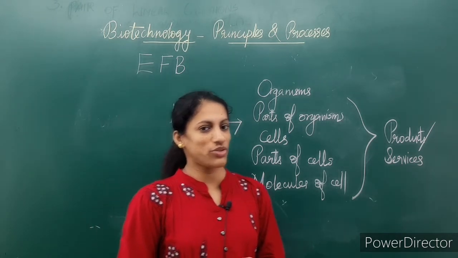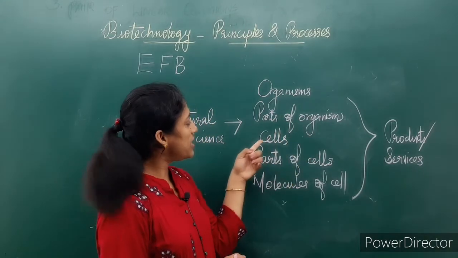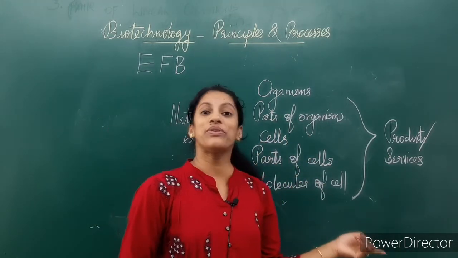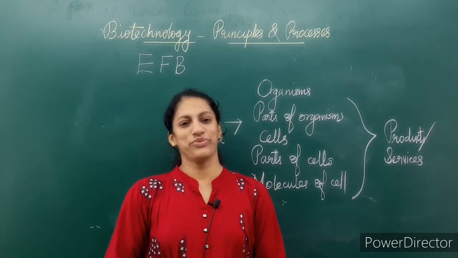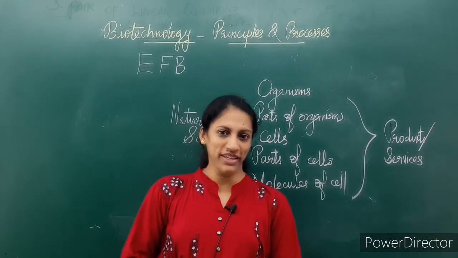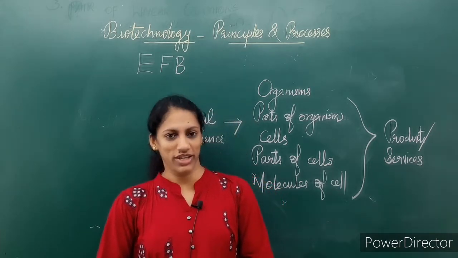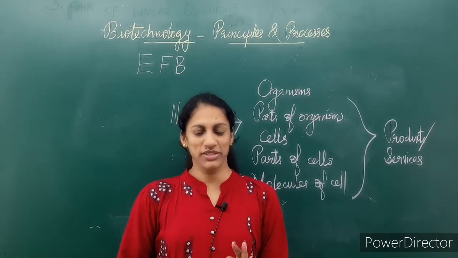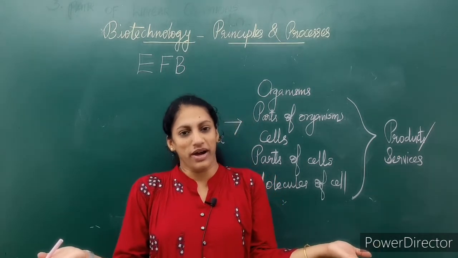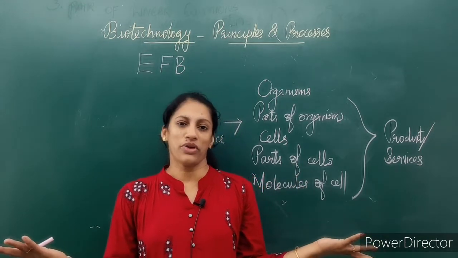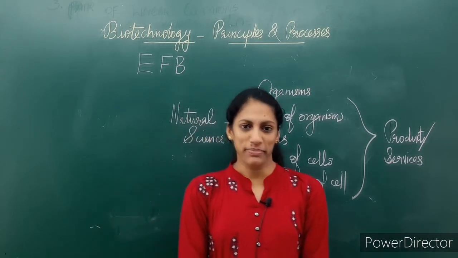EFB has defined biotechnology as the integration of natural science with organisms, parts of organisms, cells, parts of cells or molecules of the cells in order to derive beneficial products or services. Did you get me? Just study this as a good definition for biotechnology. Simply, biotechnology means utilization of living organisms or their products or parts in order to get beneficial products or services. Then let us move to the chapter.